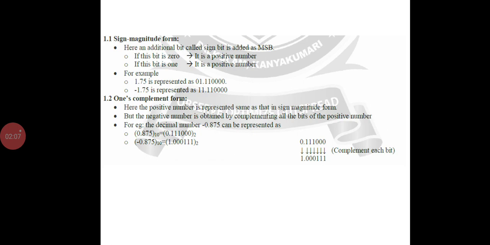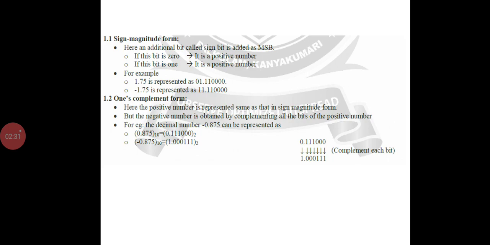Sign magnitude form. Here an additional bit called the sign bit is added as the MSB. That is, if the bit is 0, it is said to be a positive number, and if the bit is 1, it is said to be a negative number. Therefore, for positive the MSB bit is 0, and for negative, the MSB bit is set to 1.